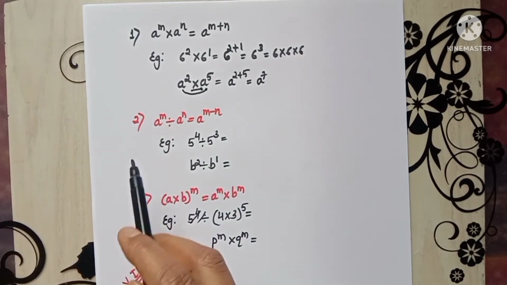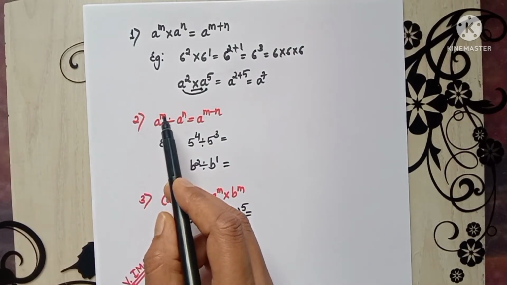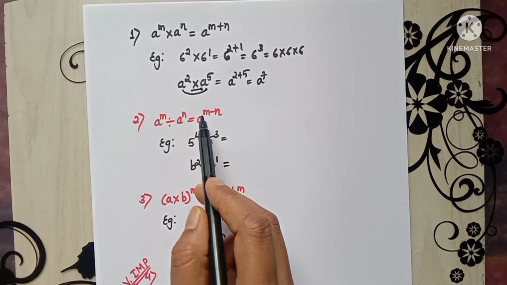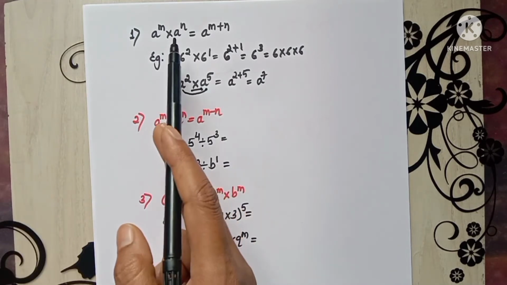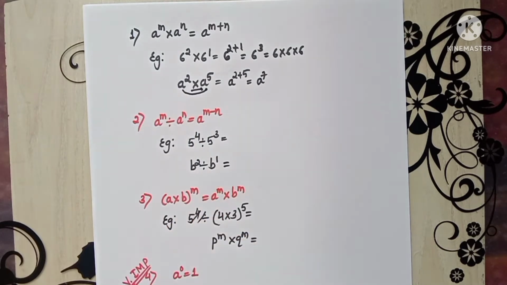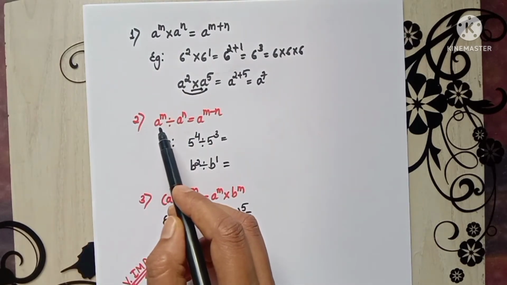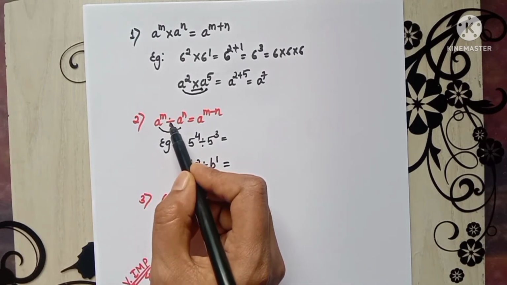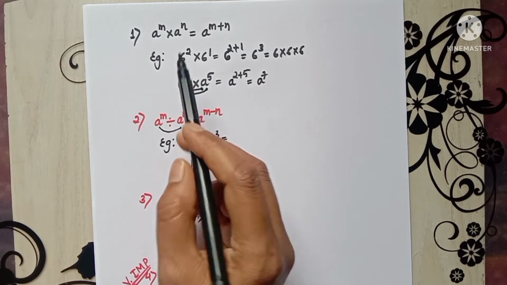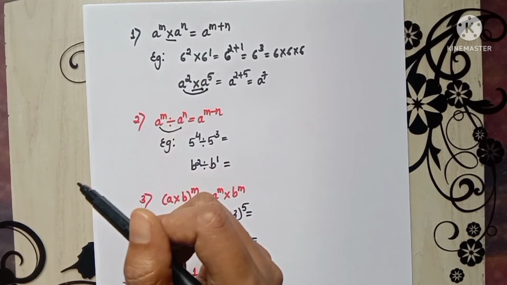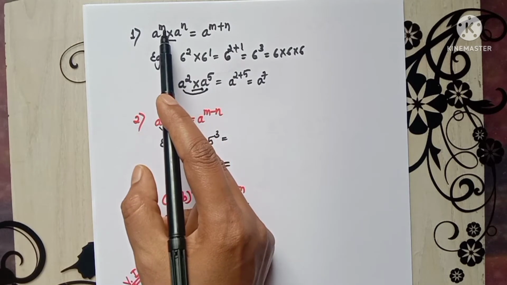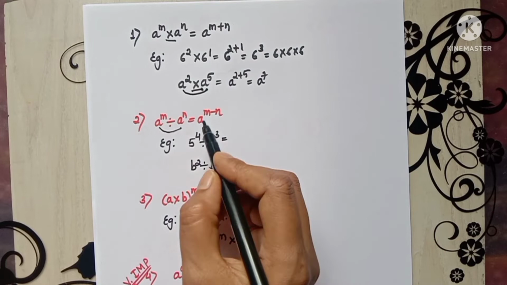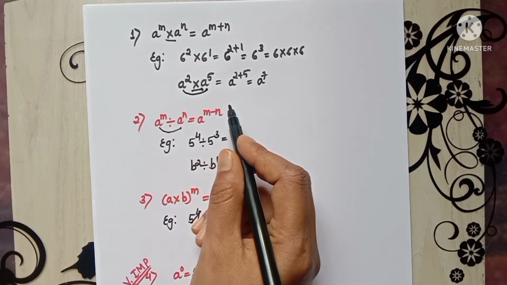Second one, a to the power m divided by a to the power n is equal to a to the power m minus n. So here the first and second are like brother and sister. Why? Because here the bases are same. The only difference is the sign. Here we have a division sign, in this we have a multiplication sign. In multiplication we add the powers. In division we subtract the powers. This is a to the power m minus n.